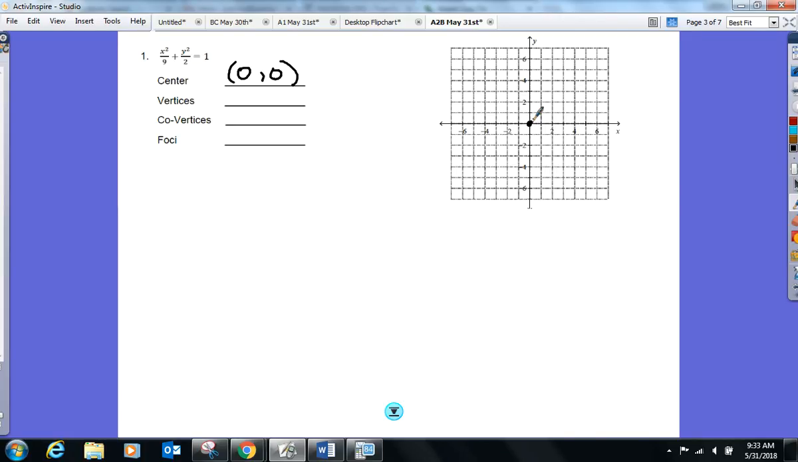left am I going to go? 1, 2, 3. What's one vertex? 3, 0. And I go 3 in the other direction. 1, 2, 3. The other vertex? Negative 3, 0. What about the other pair of vertices, the co-vertices? What do you do with 2? Take the square root of 2. Go ahead, everybody. Take the square root of 2. It's about what to the nearest tenth? About 1.4.